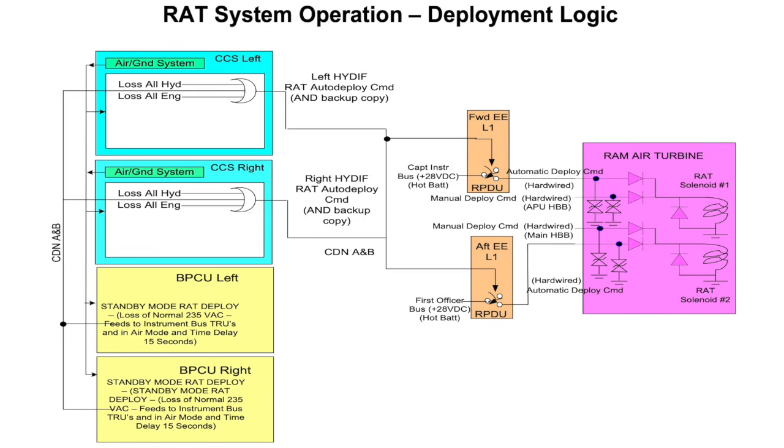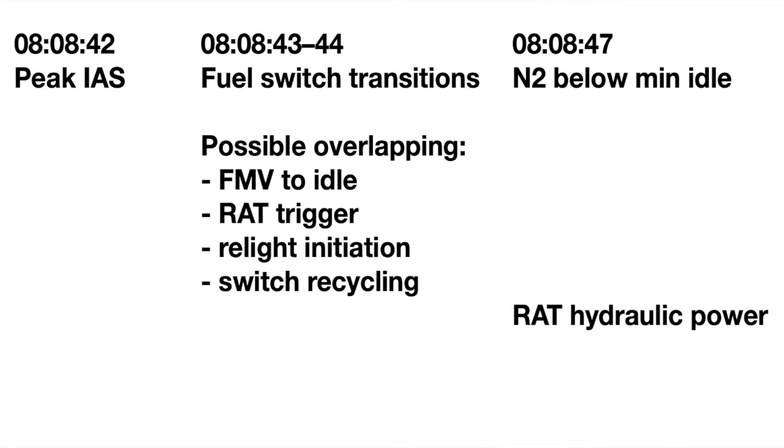And within the automatic logic, the high diff appears to monitor several aircraft state conditions, including loss of all engines, both engines less than minimum idle, loss of all hydraulic power, and loss of all electrical power. But those four conditions are not equivalent in timing. We can constrain the window, but we cannot yet order every internal event inside that window.